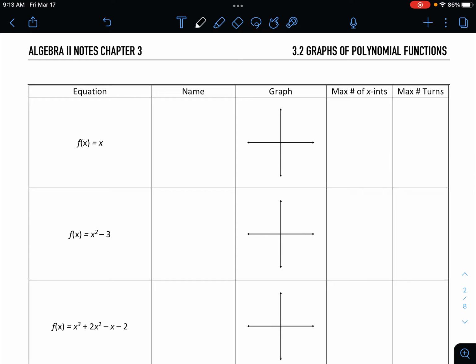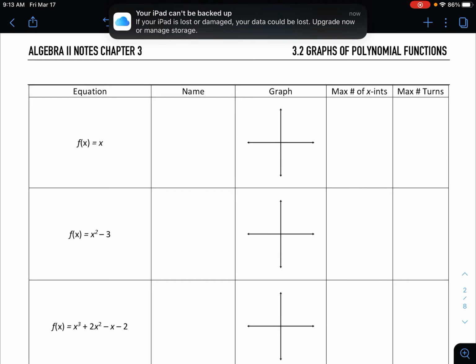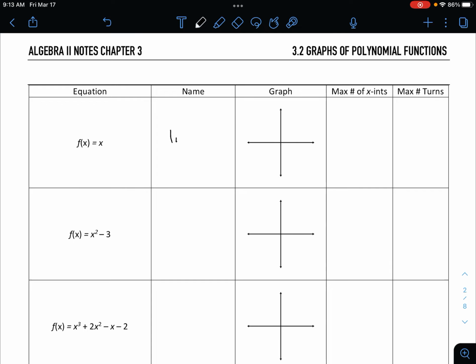So for the first one, we've got f of x equals x, and this is called a linear function, right? We know y equals mx plus b, that's my linear function. But in this case, m is 1 and b is 0. So what this would look like is just a straight line through the origin here, right? Got a slope of 1, y-intercept is 0. There is 1 intercept, and there are no turns.